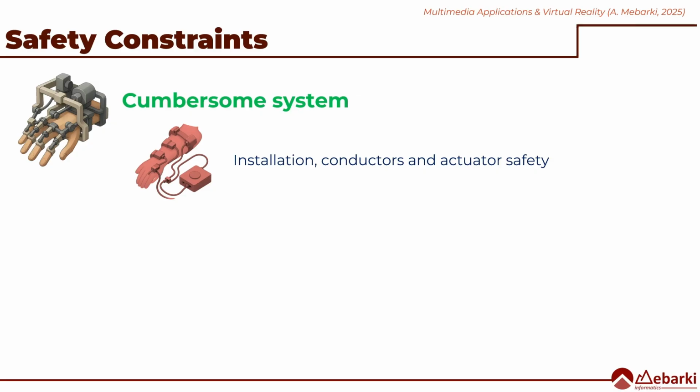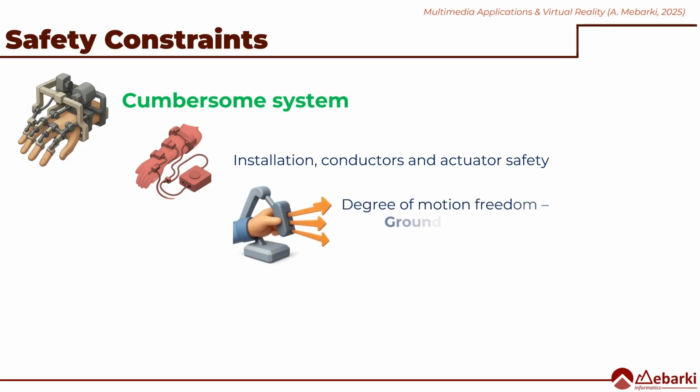The degree of motion freedom offered by a haptic device significantly influences both realism and usability. Grounded systems, fixed to an external structure, can generate high forces and precise constraints, but restrict user mobility. In contrast, ungrounded or wearable devices offer greater freedom of movement at the cost of reduced force output and stability, requiring careful design trade-offs depending on the application.